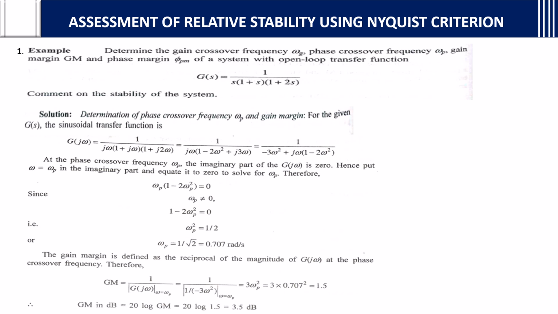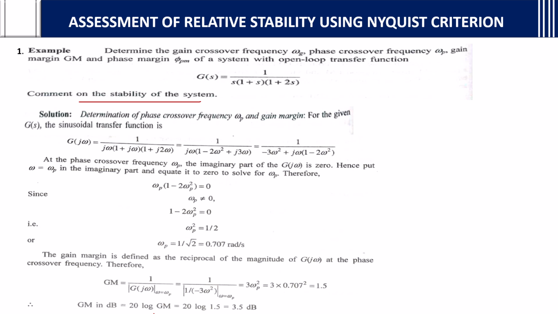First example: determine the gain crossover frequency omega g, phase crossover frequency omega p, gain margin GM, and phase margin PM with the open loop transfer function. As told, only for open loop systems we are going to find these. G(s) is 1 by s into (1 plus s) into (1 plus 2s). Comment on the stability of the system.